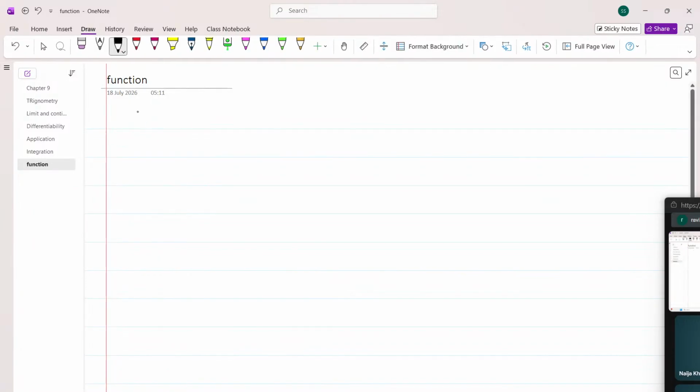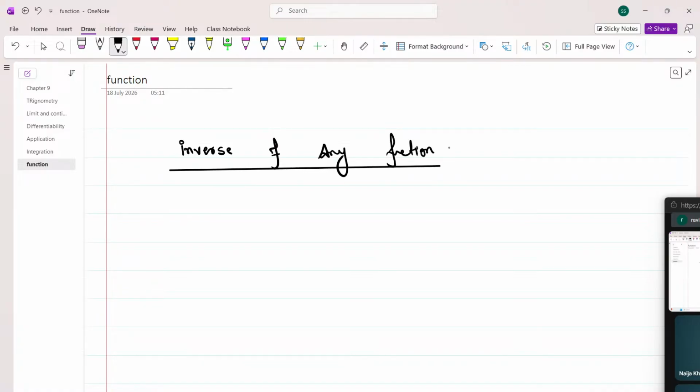See, Liza, if we have to find the inverse of any function, first of all, you should know every function is not invertible. So which function is invertible?